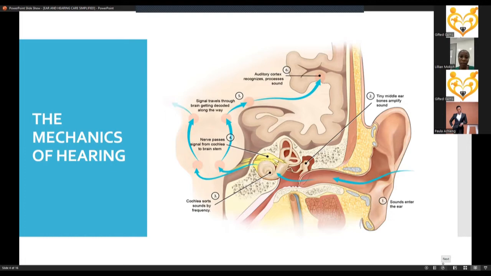And in the brain, what happens is that that sound is processed and you're able to understand what is being said to you. And in return, you're able to know what is the appropriate response. So that is how we are able to hear, and we respond by speaking. So basically, if you cannot hear, then it is very difficult for you to speak.